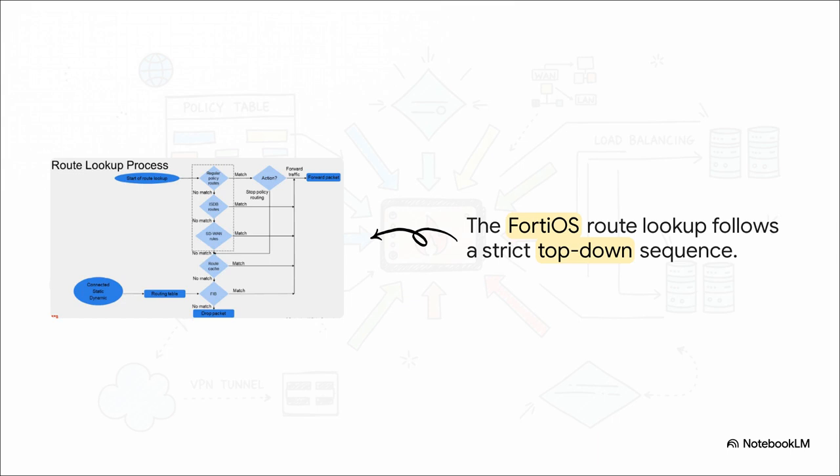First, it checks regular policy routes. If there's no match there, it checks the Internet Service Database and SD-WAN rules. Still nothing? Okay, it checks the route cache. And finally, it checks the FIB, that kernel routing table we were just talking about. If a packet makes it all the way to the bottom without finding a matching route, it's just dropped and an unreachable message gets sent back to the sender. It's a highly logical, completely top-down process.